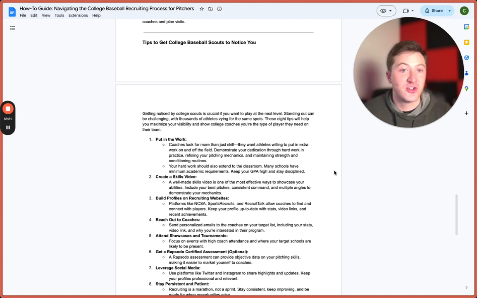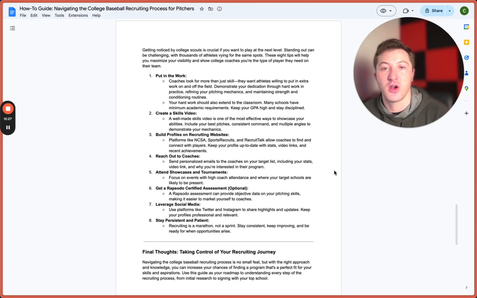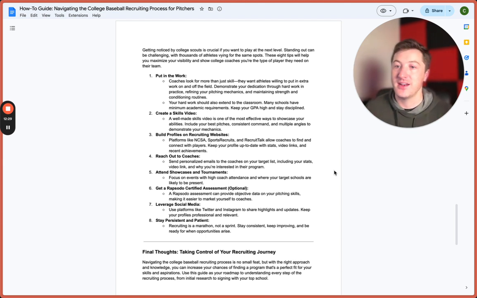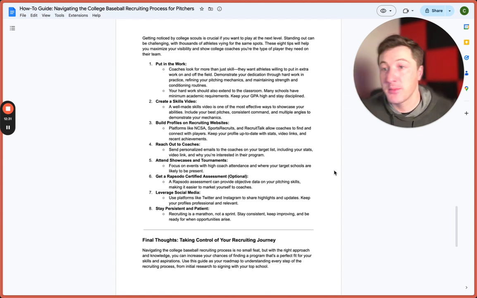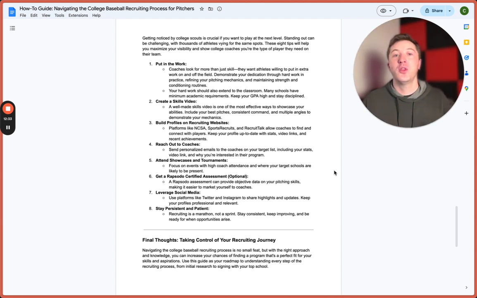Standing out can be challenging with thousands of athletes vying for the same spots. These 8 tips will help you maximize your visibility and show college coaches you're the type of player that they need on their rosters. So number 1, pretty simple, put in the work.